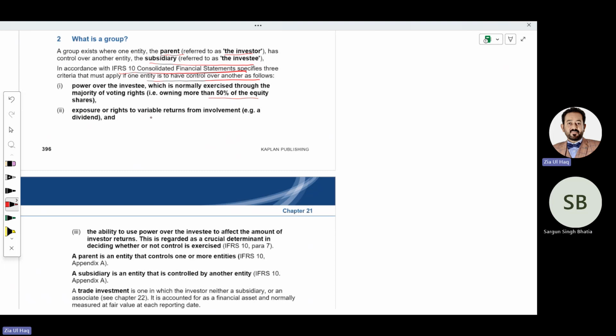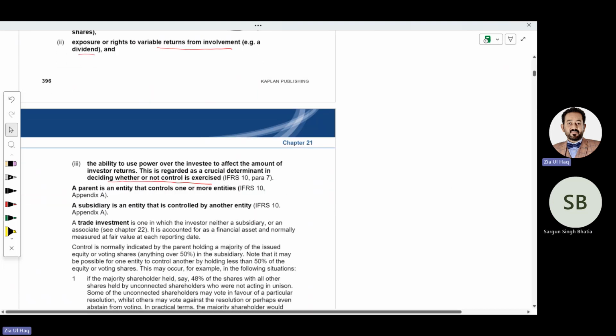Number two, exposure or right to variable return from involvement, for example, a dividend, meaning you can decide the dividend payments because you are the majority investor. And number three, the ability to use power over the investee to affect the amount of investor return. This is regarded as a crucial determinant in deciding whether or not control is exercised and you have control over that company. Obviously, if you are a major shareholder, you will have control. Who is a parent? A parent is an entity that controls one or more entities. And who is subsidiary? A subsidiary is an entity that is controlled by another entity, meaning parent company.